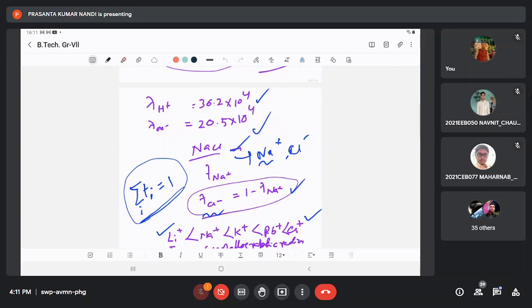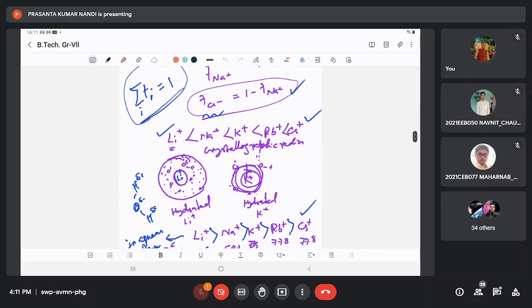Suppose in a solution, if you have several cations and anions, then the sum of the transport number of all ions must be equal to unity. Because transport number is a fractional current carried by an ion. Suppose in a solution there are several ions of different kinds, in different concentrations, then naturally the fraction of the current is carried by different ions. But their total sum must be equal to unity. It must be there. Okay?